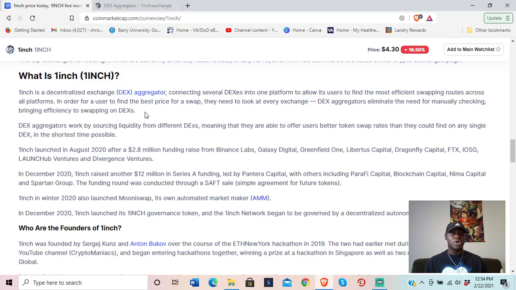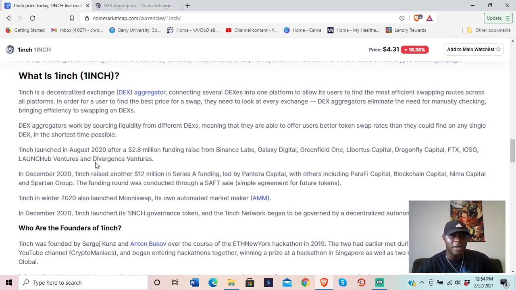Decentralized aggregators work by sourcing liquidity from different DEXs, meaning that they are able to offer users better token swap rates than they could find on any single DEX in the shortest time possible. So basically, this is like a hotels.com type thing, where you just go on hotels.com and then they find out which one is the cheapest hotel and then you go there.